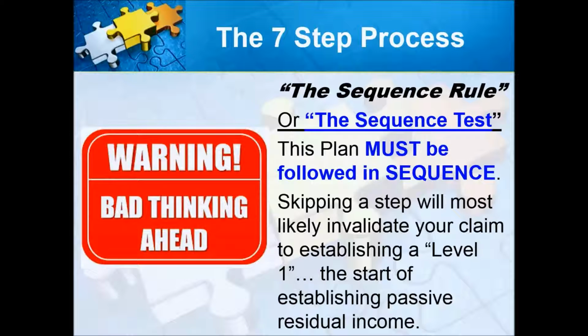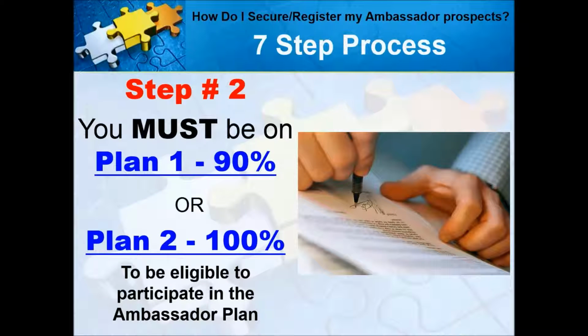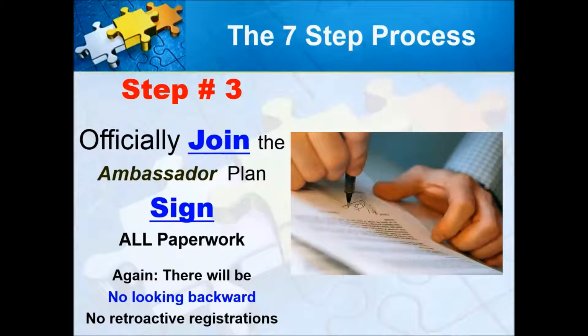Things must all be done in a sequence. You can't really skip a step, or in most cases, it's going to be an invalid registration. So let's go over the 7 steps in sequence. The first thing you have to do is become licensed with any of the 3 Virtual Properties Realty companies. Then you must be on plan 1 or plan 2 to be eligible. You cannot be on the transaction plan. You must officially join the Ambassador Program and sign the paperwork.